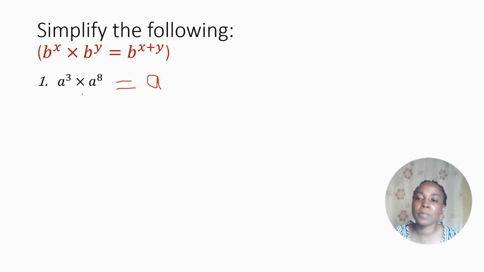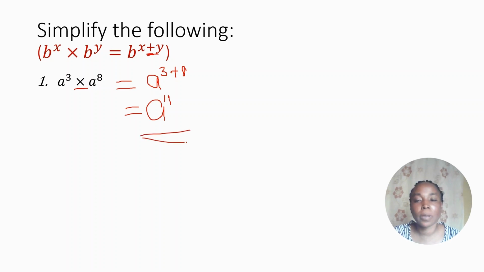raised to power. Now you have to take note of the sign between the two bases. The sign between the two bases is multiplication. Therefore, the answer will have a positive power, addition. You're going to add up the powers. So let's add up the powers. That's going to be 3 plus 8. So what will this give us? This is going to give us a raised to power 3 plus 8, which is 11. So it's as simple as this. Your answer is a raised to power 11.